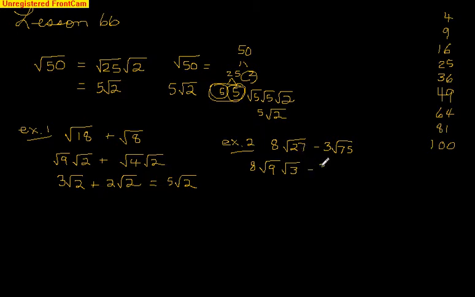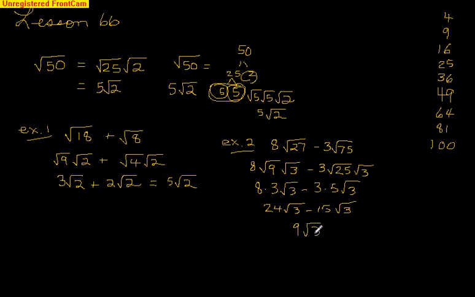And then over here, the square root of 75, the biggest one would be 25. So it's the square root of 25, square root of 3. And then we continue to simplify. These are all multiplied together. So it's 8 times 3, square root of 9 is 3, square root of 3, minus 3 times 5, square root of 3. And that's going to be 24 square root of 3, minus 15 square root of 3. And that gives us a nice, neat answer of 9 square root of 3.